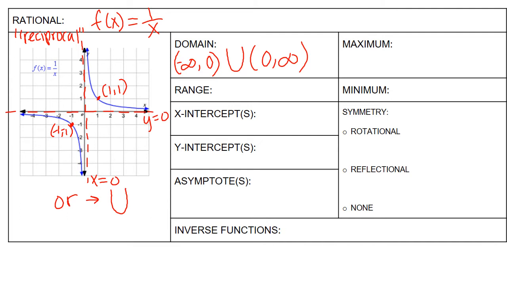How do we feel? Okay? So our range is doing the same thing, right? We're going from bottom to top. So from the bottom, I'm going from negative infinity and I'm going up to 0. However, because of that asymptote, I can't touch it. So my range is the same way.